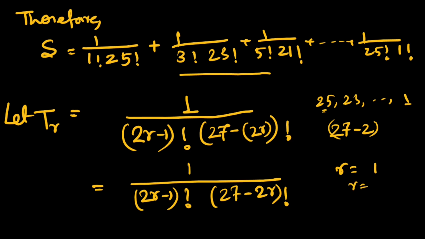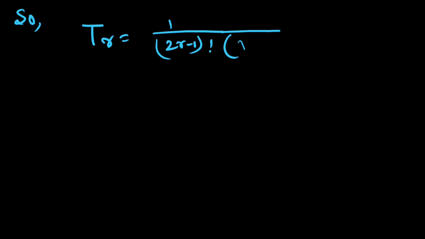R is equal to 2, 27 minus 4, which is equal to 23 factorial. Similarly, R is equal to 3 gives 21 factorial, and so on. R is equal to 13 will be 1 factorial. So we got TR is equal to 1 over (2R minus 1) factorial times (27 minus 2R) factorial.